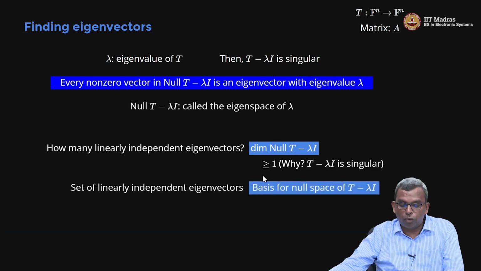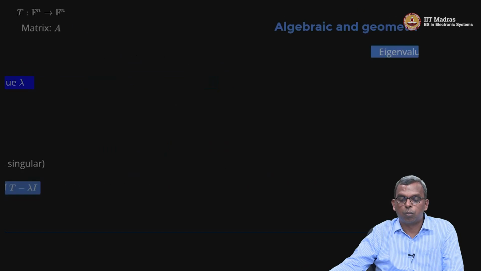So, what is the set of linearly independent eigenvectors? The basis for the null space. Given any matrix, we know how to find the basis for the null space, and that is all you have to do to find eigenvectors.